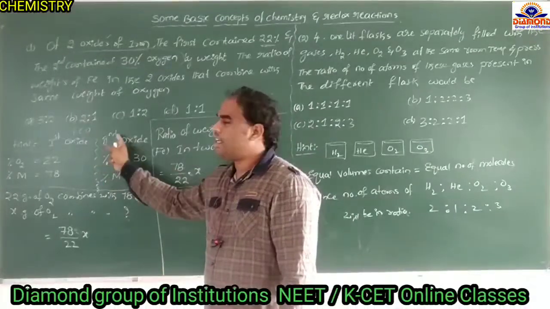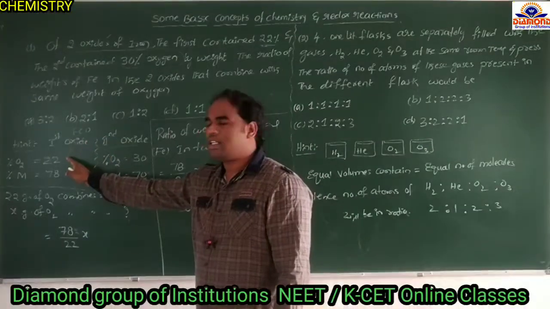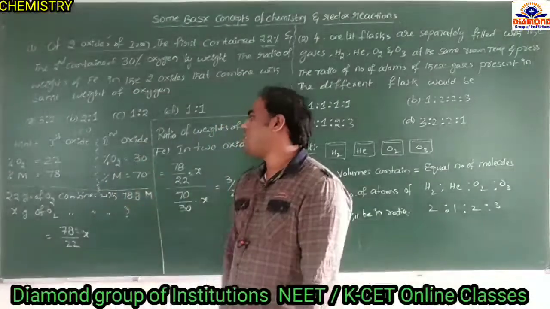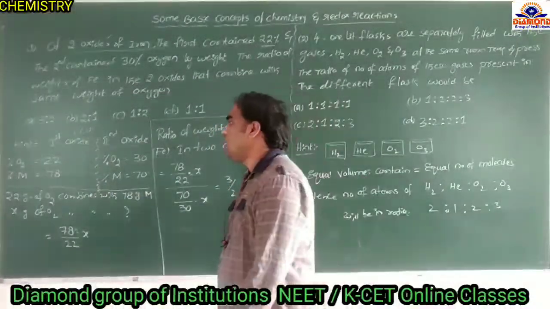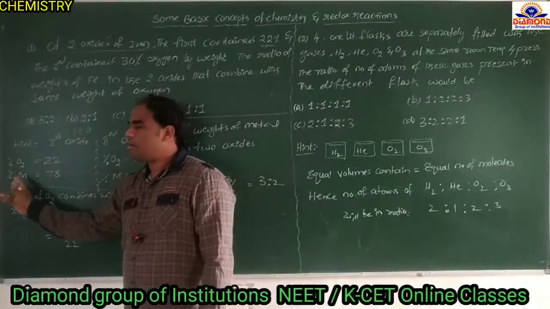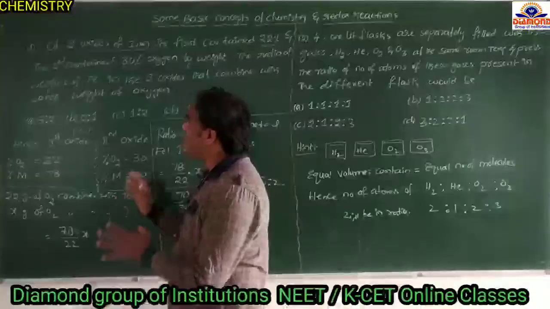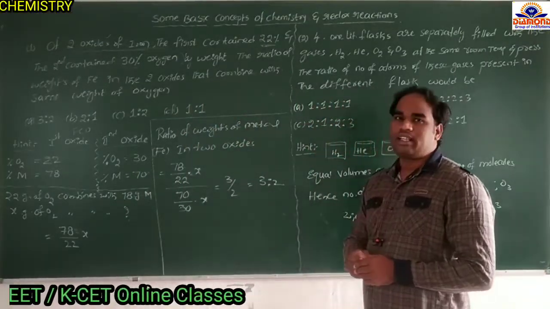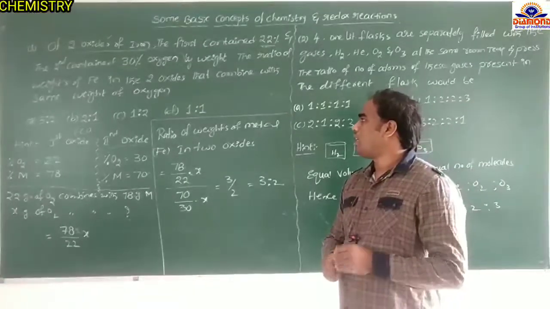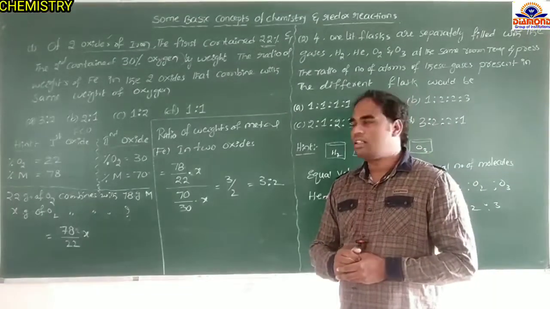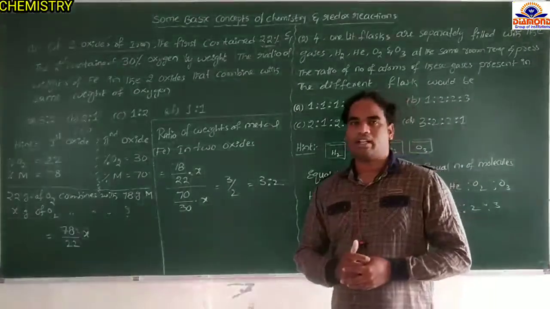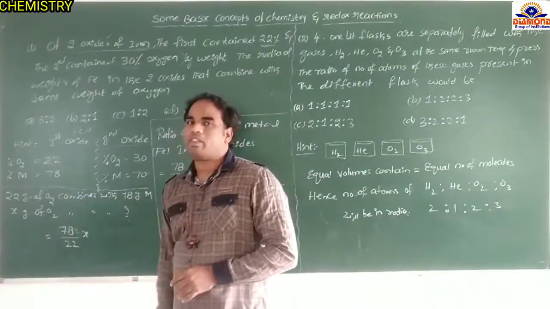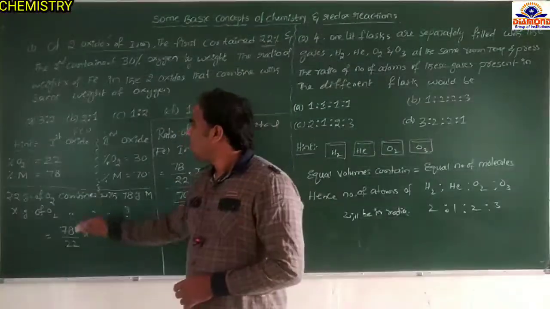Two types of iron oxide: in the first, the percentage of oxygen and the percentage of iron; in the second, the percentage of oxygen and the percentage of iron or metal. By using this data, we want to find the ratio of iron by weight in the two metal oxides. So based on this data, what is the conclusion?